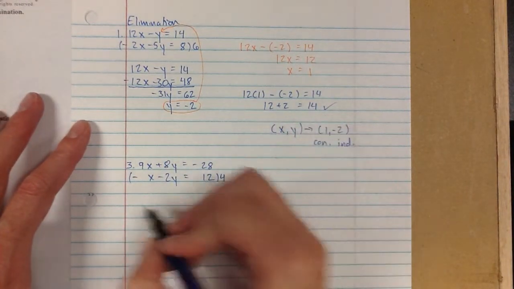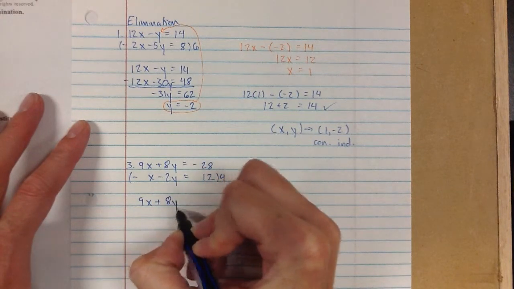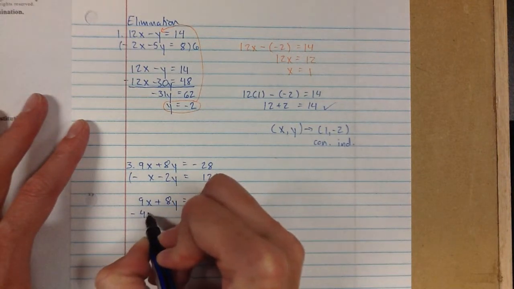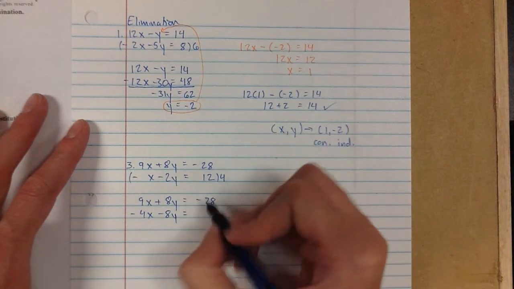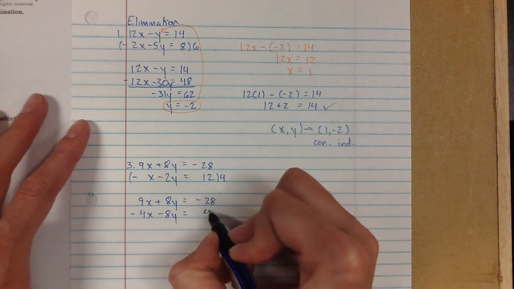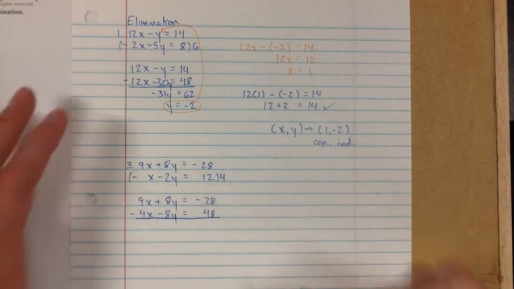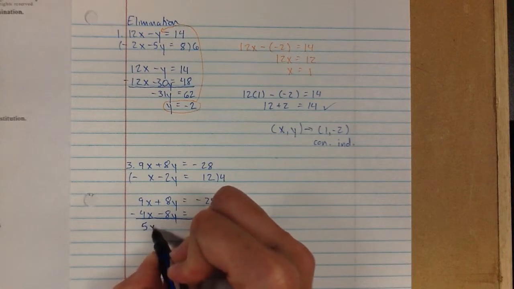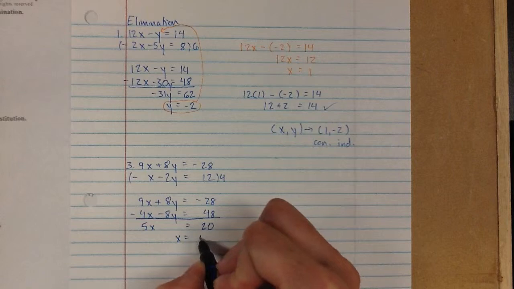By 4. So 9x plus 8y equals negative 28, and negative 4x minus 8y equals 48. Okay, so we've eliminated our y's. 9 minus 4, you get 5. So I got 5x equals 20. X equals 4.